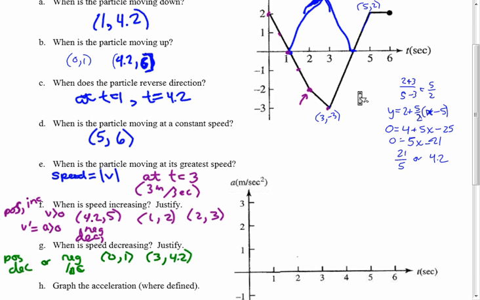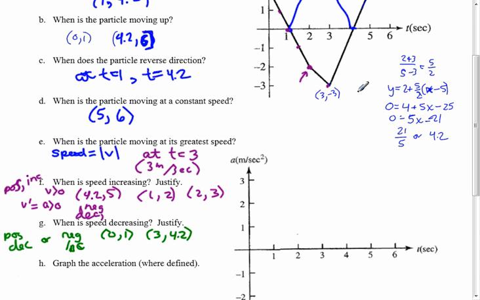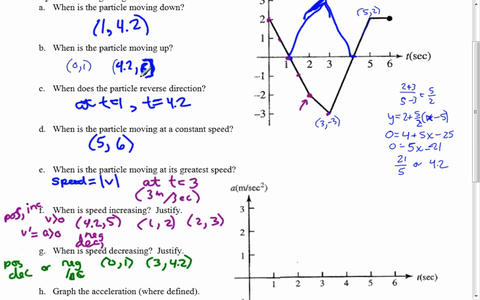Graph the acceleration. Well, that's just the slope, where it's defined. That's the slope of our velocity function. So on this line here, if we count rise over run or use the points, it looks like the slope is -2. On this part, the slope is -1. Right up here, the slope is, I believe, 5/2. We already found that. And here the slope is 0.